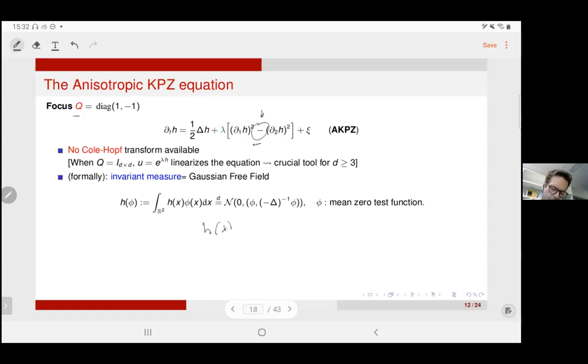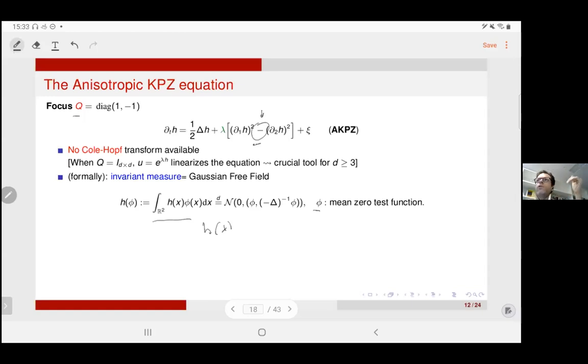More precisely, the Gaussian free field is defined as follows. Take a test function, a function on R2 with, say, finite support and mean zero. The integral of H of X against this test function is a Gaussian random variable, which is centered and has a variance given by the H minus one norm of phi. Okay, so this is the Gaussian free field.